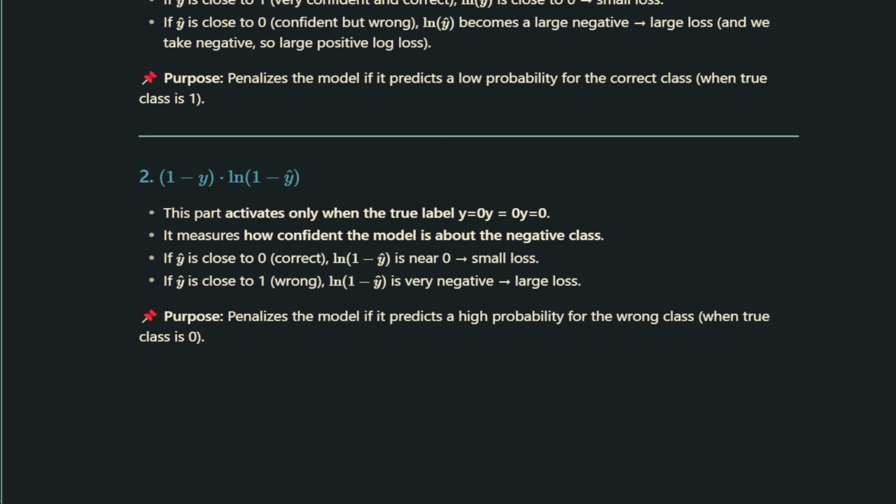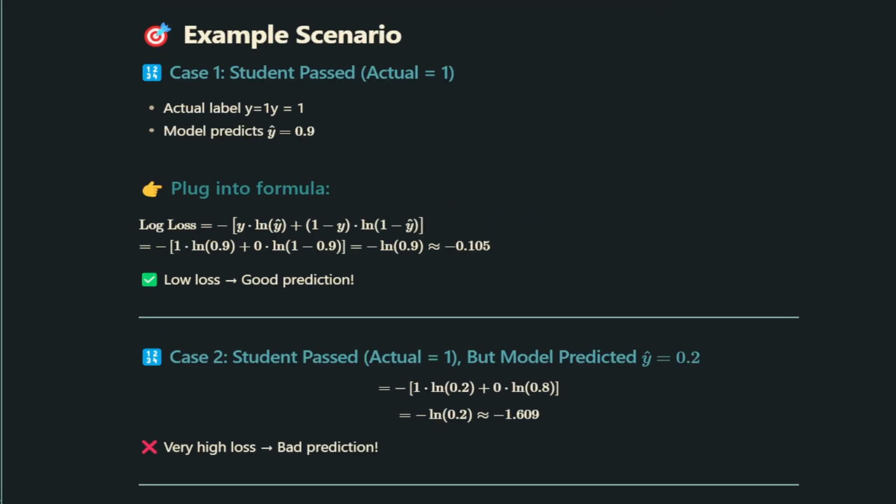In short, when y is equal to 1, the first term matters. When y is equal to 0, our second term matters. Together, they make sure the model gets punished heavily for being confident and wrong and rewarded when it's confident and correct. Okay, let's understand log loss with some simple examples.